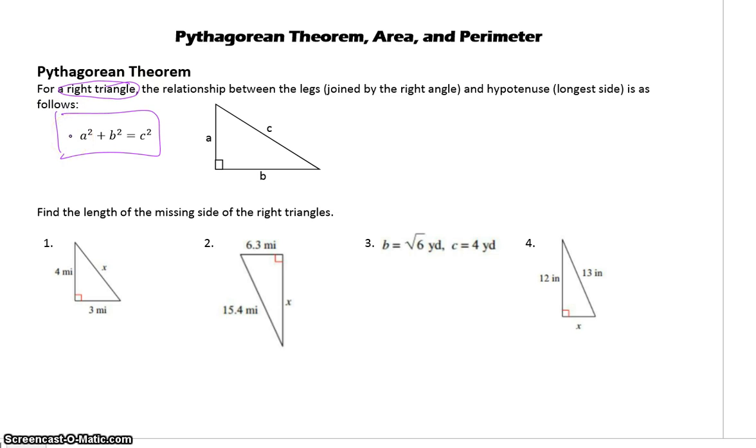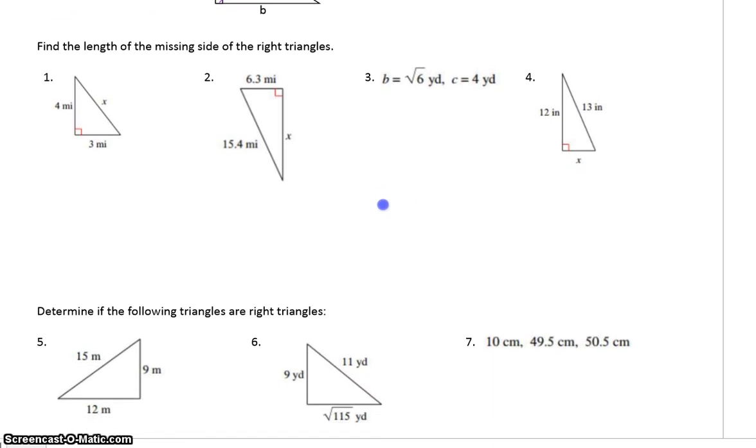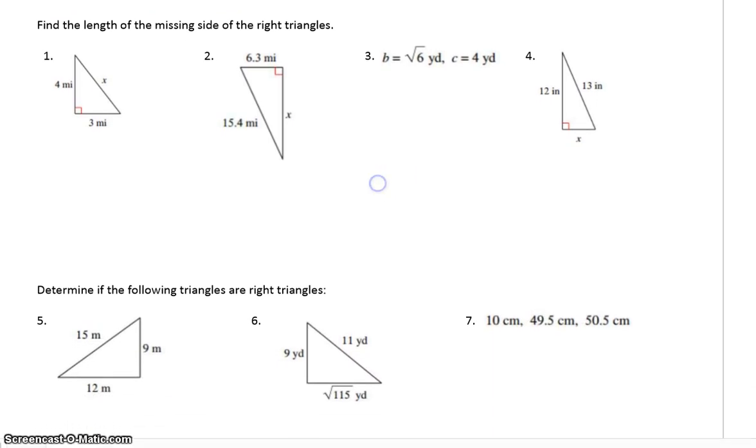The most important thing to remember about this formula is that c is the hypotenuse of the triangle. It is across from the right angle. If you don't have a right angle, you don't use the Pythagorean theorem. Okay. So, we use the Pythagorean theorem in order to find a missing side length. So in number 1, we are finding c.